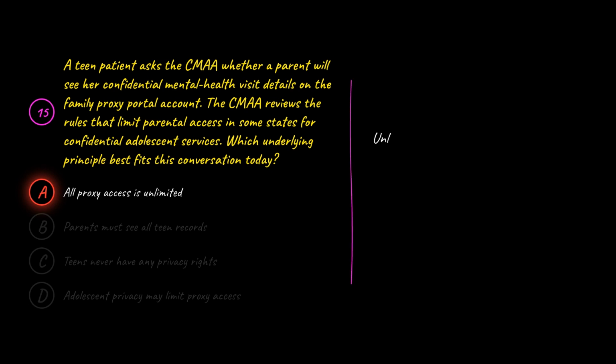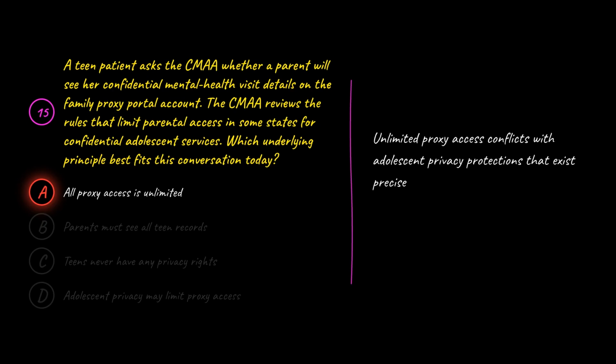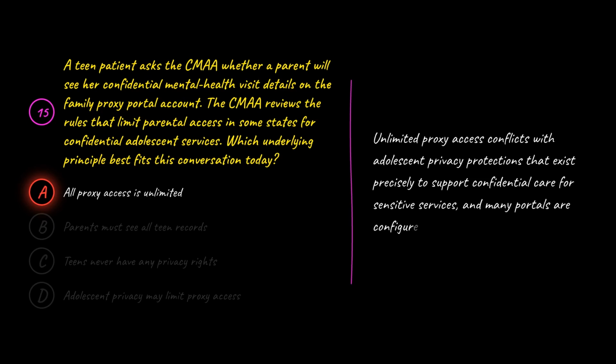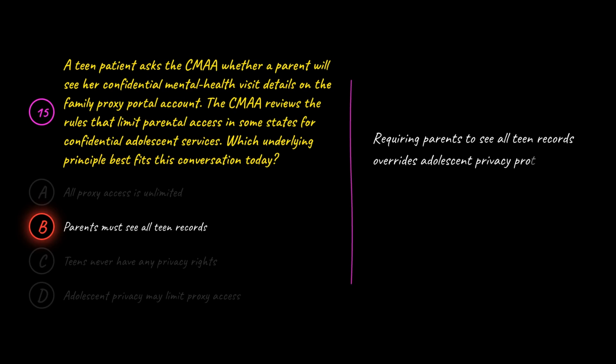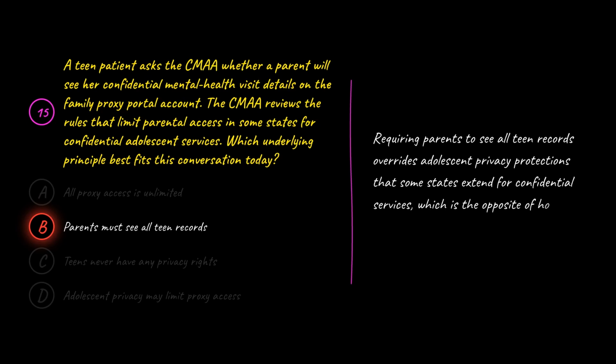A is wrong because unlimited proxy access conflicts with adolescent privacy protections that exist precisely to support confidential care for sensitive services, and many portals are configured specifically to limit such access during adolescence. B is wrong because requiring parents to see all teen records overrides adolescent privacy protections that some states extend for confidential services, which is the opposite of how portal proxy access is typically configured.